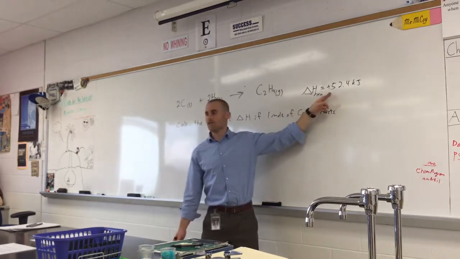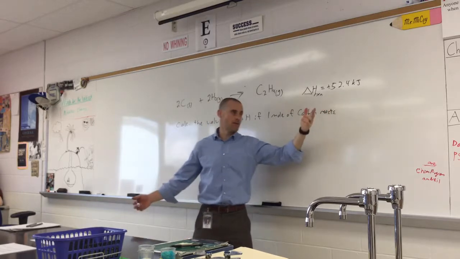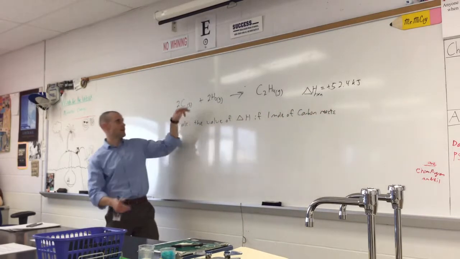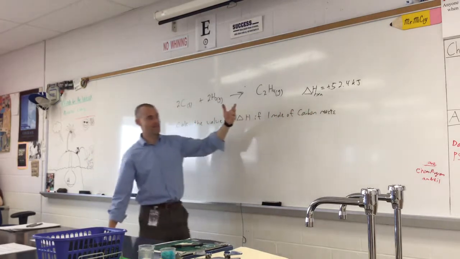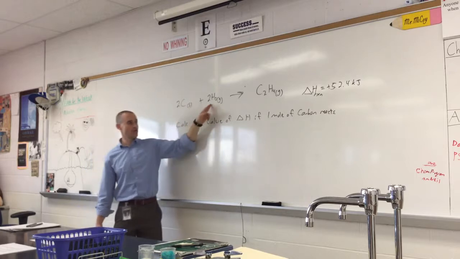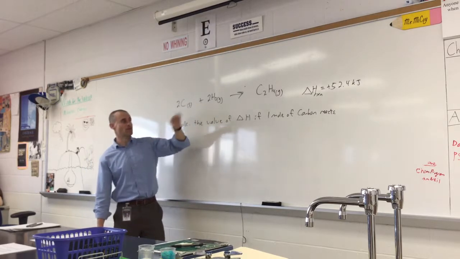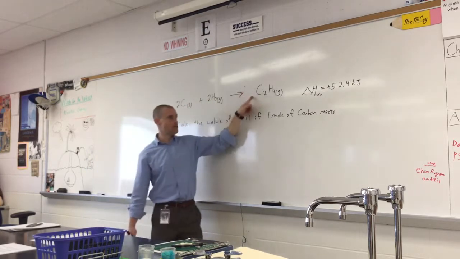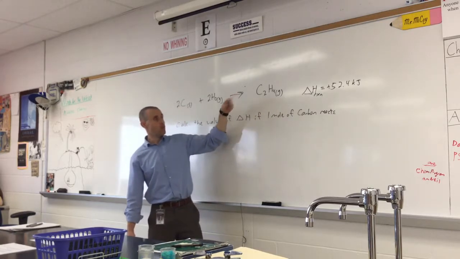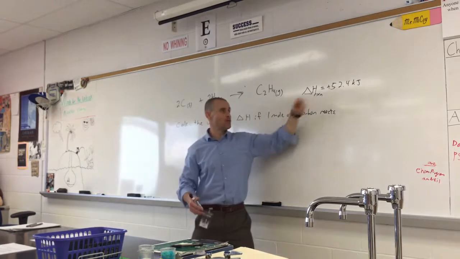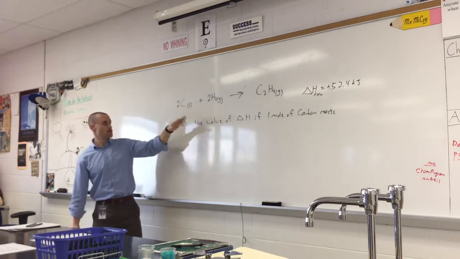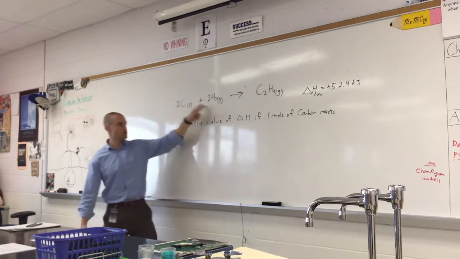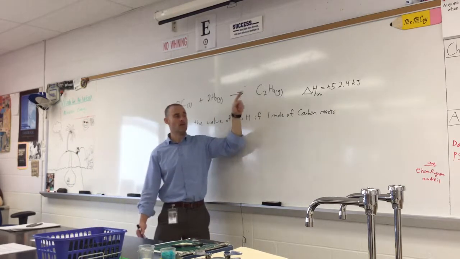First of all, is that endo or exo? What's that mean? Absorb, enter, put in, something like that. So 2 moles of carbon needs 52.4 kilojoules of heat in order to react. 2 moles of hydrogen need 52.4 kilojoules in order to react. 1 mole of C2H4 will be produced, but it needs 52.4 kilojoules to be absorbed in the reaction before it can be produced. So 2 moles needs 52.4, 2 moles needs 52.4, and 1 mole needs 52.4.